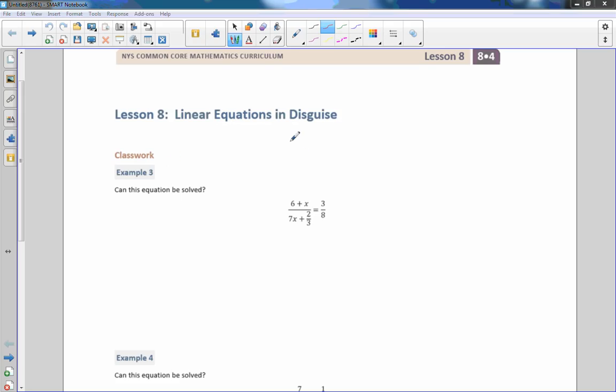Okay, so sometimes when we have a problem like this, it doesn't look like a linear equation. A linear equation looks like 3x plus 2 equals y or something like that. Okay. A linear equation is an equation where x is to the power of 1 or x is to the power of 0, creating a constant.